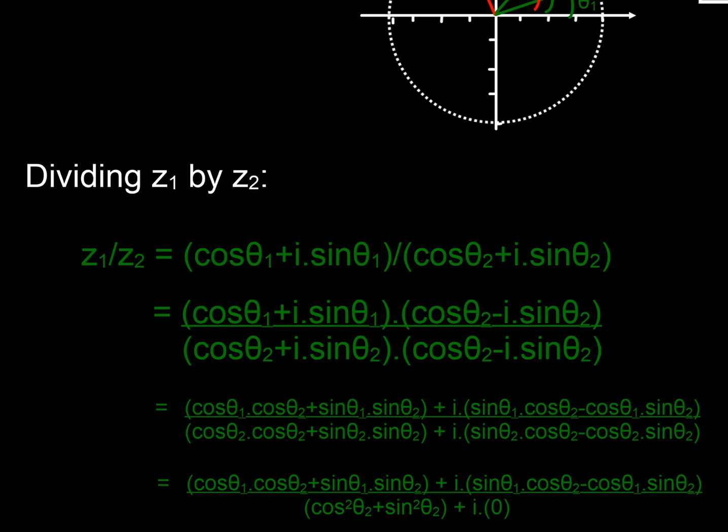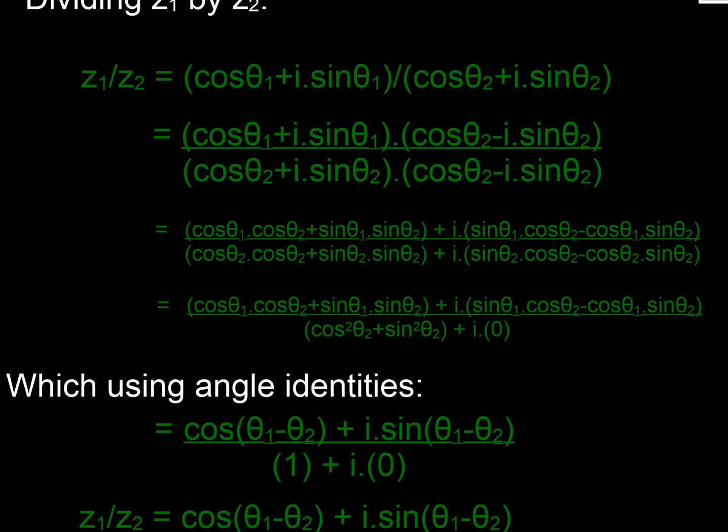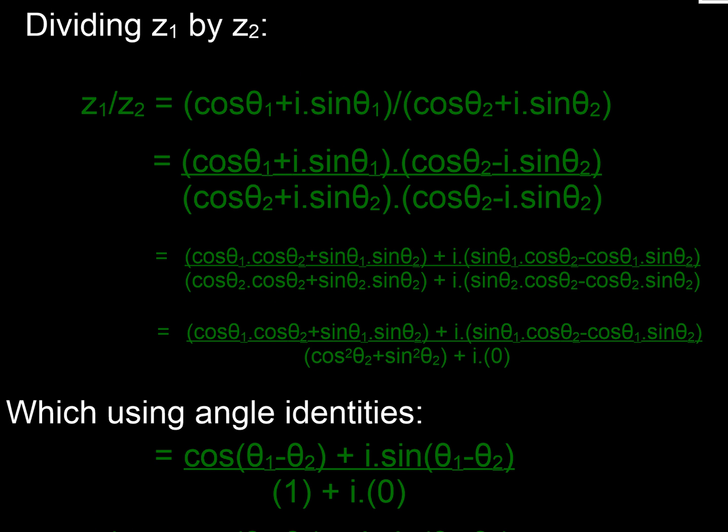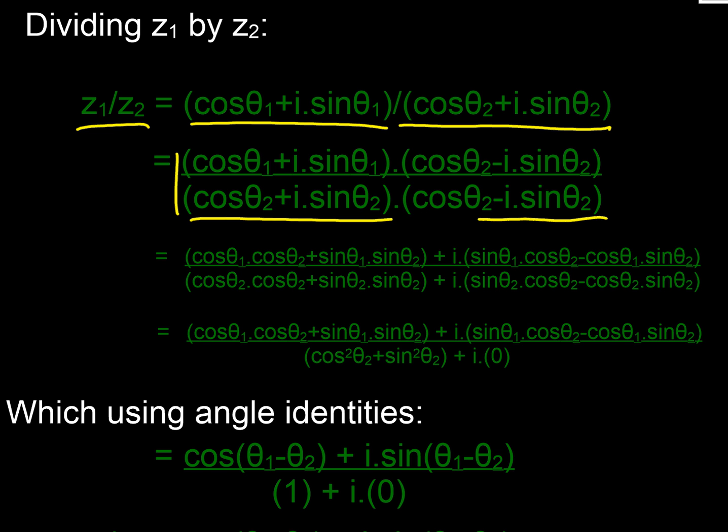What happens with division? Let's have a quick look at this. Z1 divided by Z2. There's our Z1, divided by our Z2, and I could write them one over the other as a fraction. Now, what do I need to do? I've got a complex denominator, and I want to rationalize that, so I multiply by its conjugate.